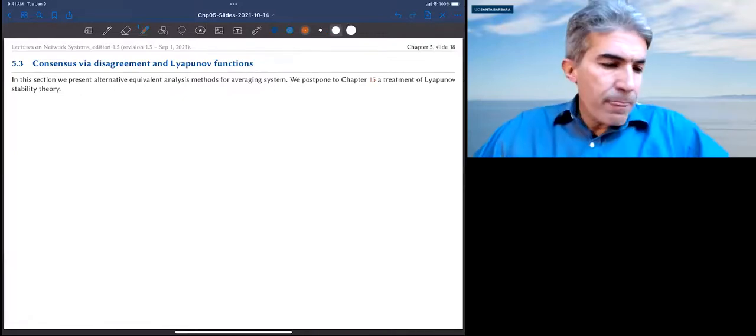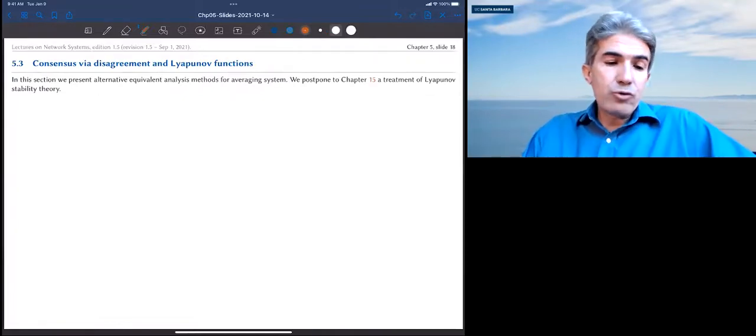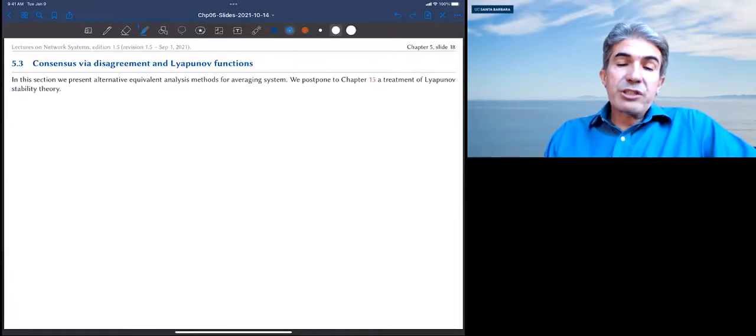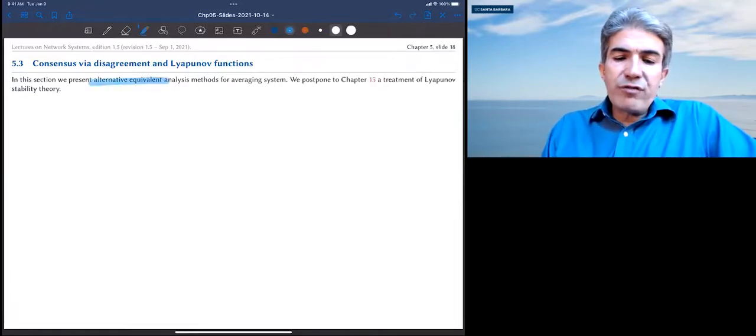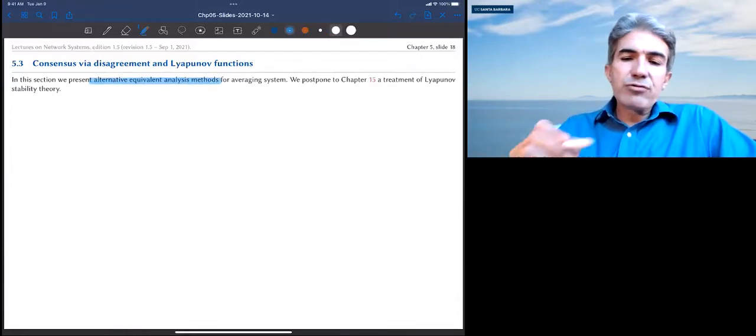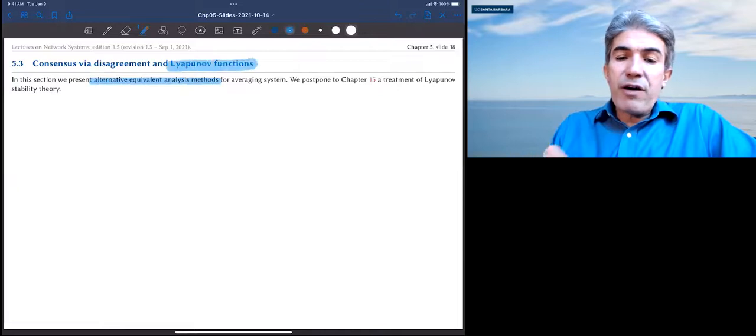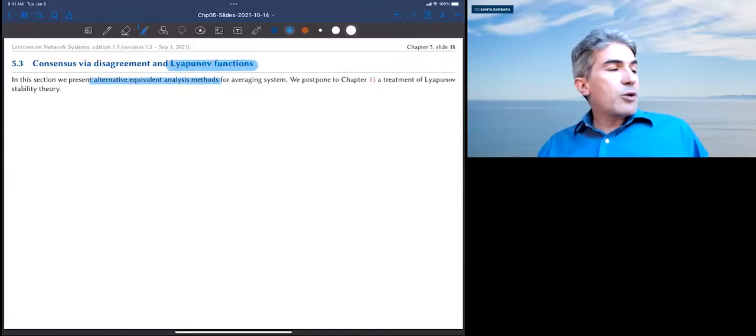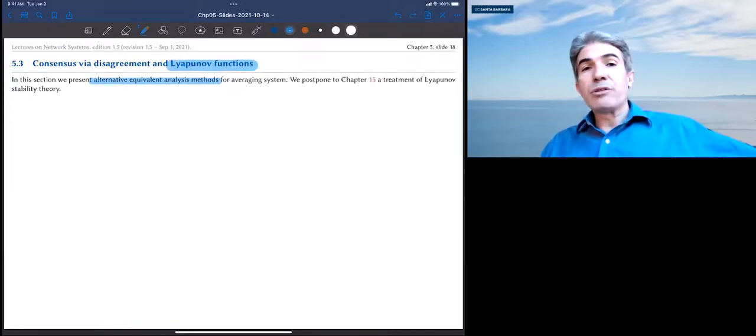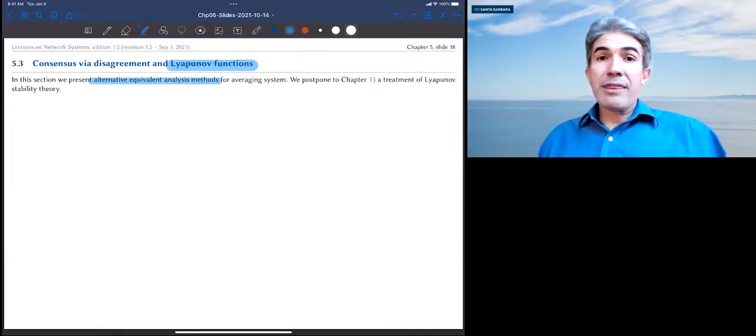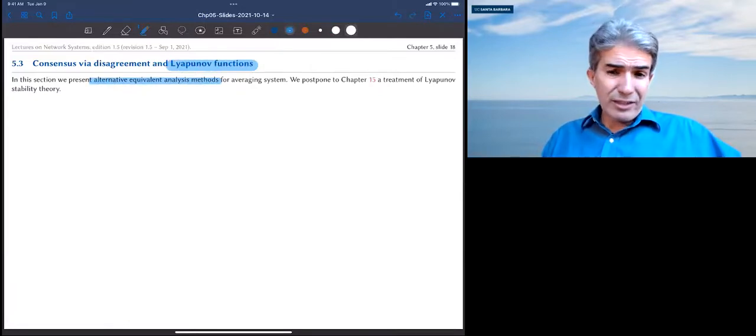All right. Wonderful. I'm now ready to discuss section 5.3, which is a section on giving alternative proof methods. These proof methods have to do with the concept called Lyapunov function. And because of that, these are proof methods that are more general than the linear methods based upon Jordan normal form that I have studied so far.